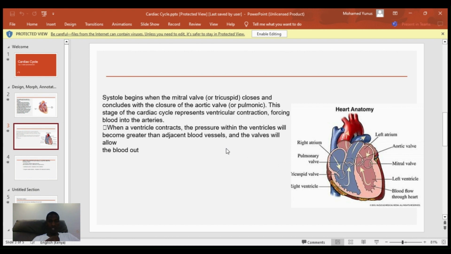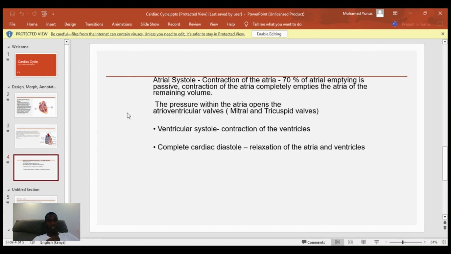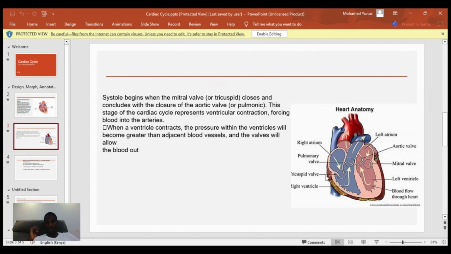So when the ventricle contracts, the pressure within the ventricles becomes greater than in the adjacent blood vessels, and the valves will allow the blood out. So we find that atrial systole, systole is the contraction. So when the walls of the atria contract, let's go back to our previous diagram. These are the walls of the atria, they are here. Here is the atrium.